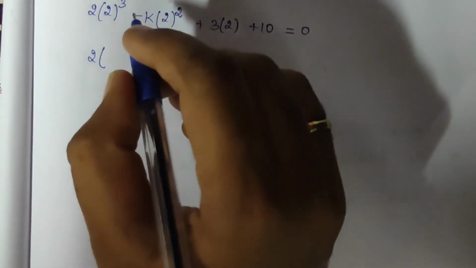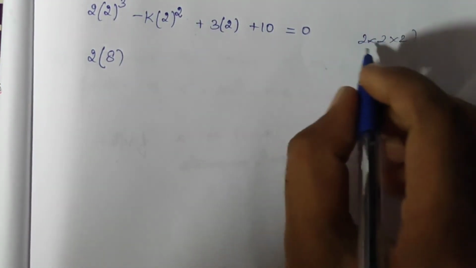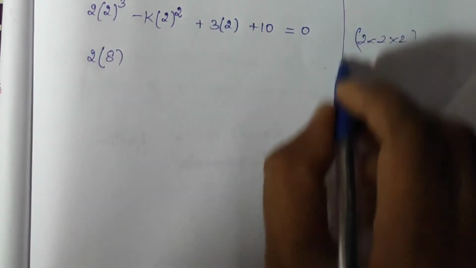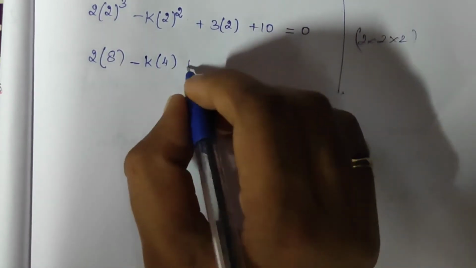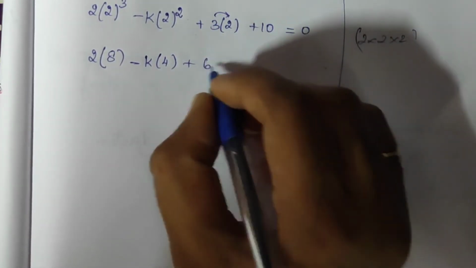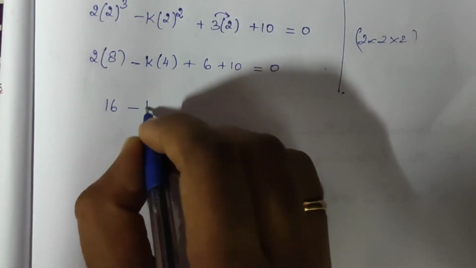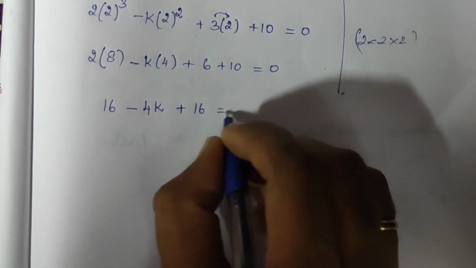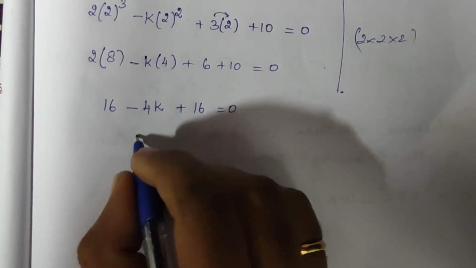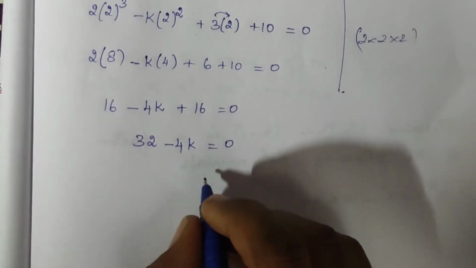So 2 cube, 2 into 2 into 2: 2 twos are 4, 4 twos are 8. So 8 times 2, 16, minus k into 2 square, 4k, plus 3 into 2, 6, plus 10 is equal to 0. So 16 minus 4k plus 6 plus 10. 16 plus 16 is 32, minus 4k is equal to 0.